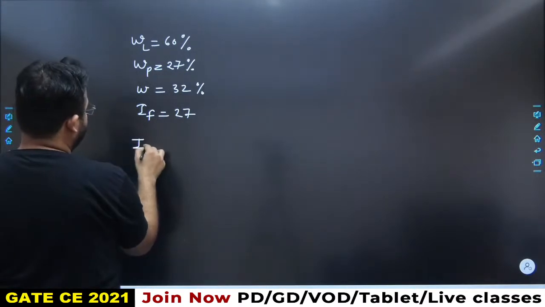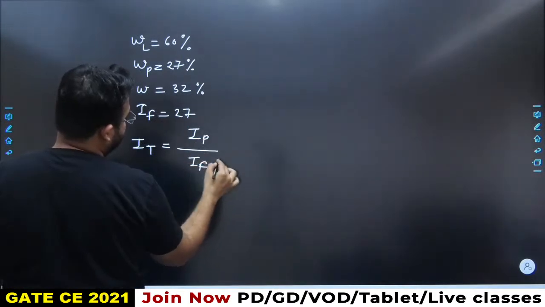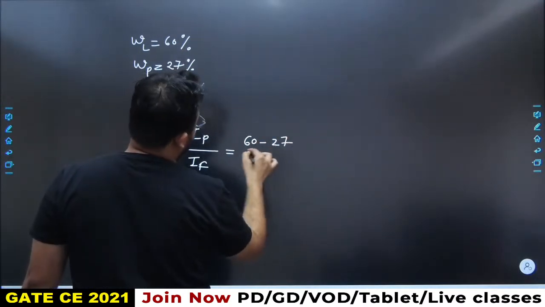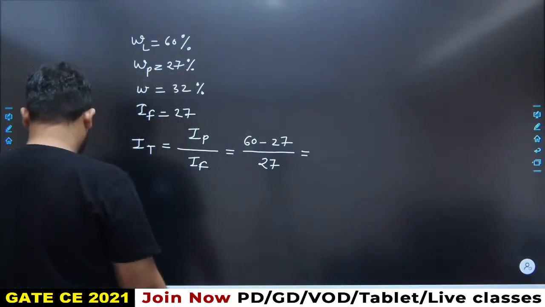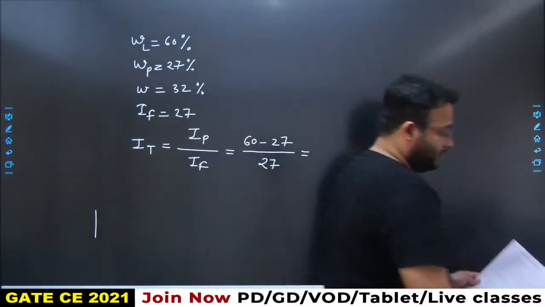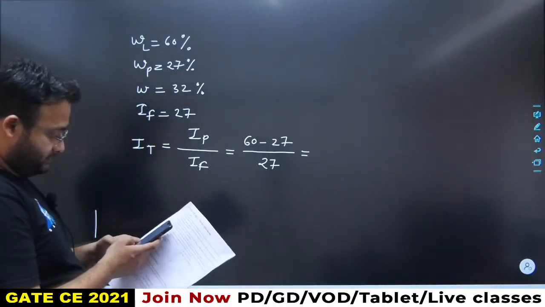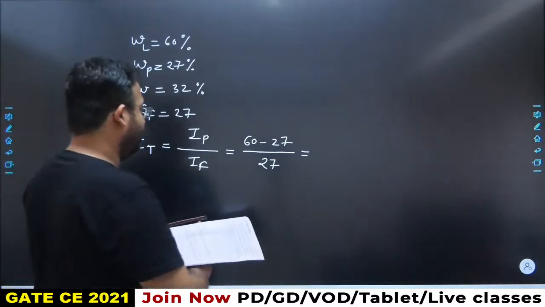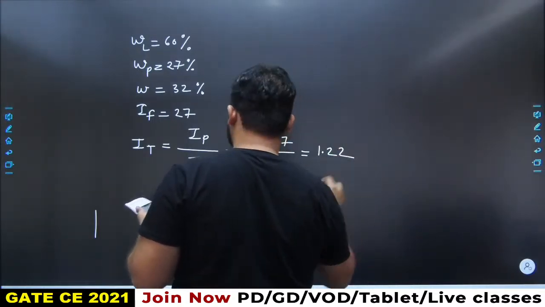So first of all, we can estimate the toughness index. It will be equal to the ratio of plastic index to the flow index. Plastic index, we know, is liquid limit minus plastic limit. So 60 minus 27 divided by flow index, 27. If you solve, you will be getting the value. I can estimate here in 1 minute. 60 minus 27 divided by 27, the value we have is 1.22.